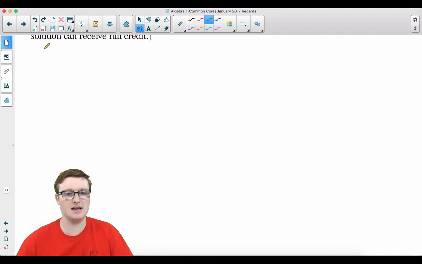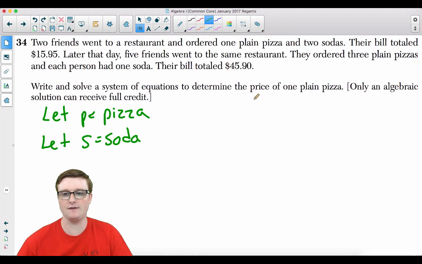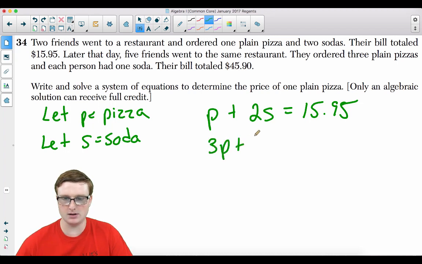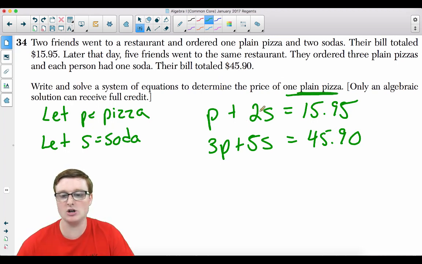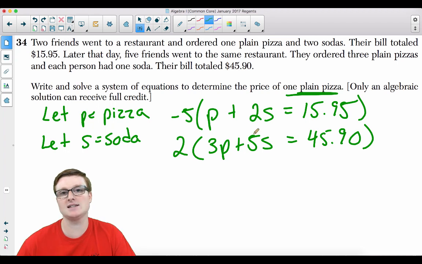All right, so I'm going to say let P equal pizza, and I'm going to let S equal soda. So your equation for the first one is 1 pizza plus 2 sodas, and that totaled $15.95. Then I have 3 pizzas plus 5 sodas, and that totaled $45.90. Now, we need to solve for 1 plain pizza. So I'm going to cancel out my S's to solve for P. So I'm going to multiply the top by a -5, and I'm going to multiply the bottom by a 2 to cancel out those S values.